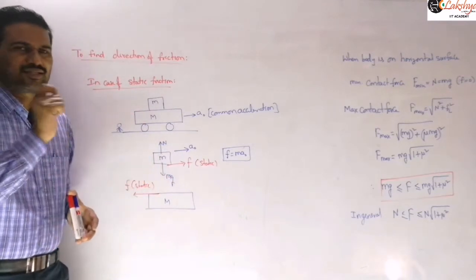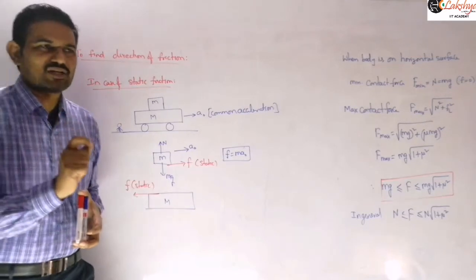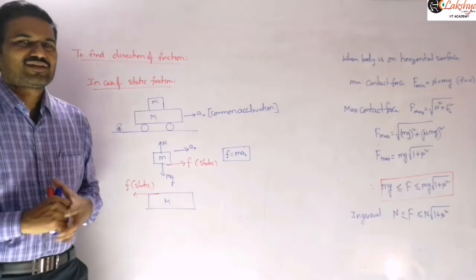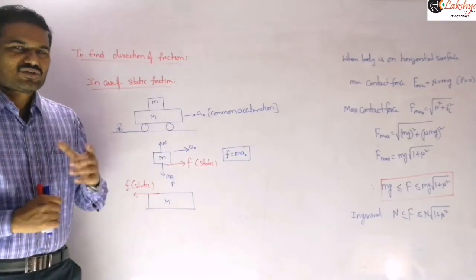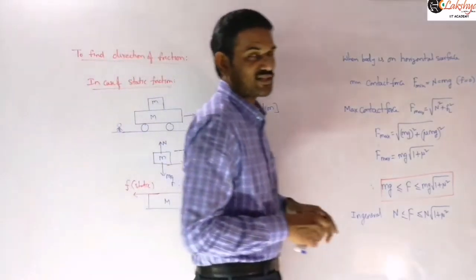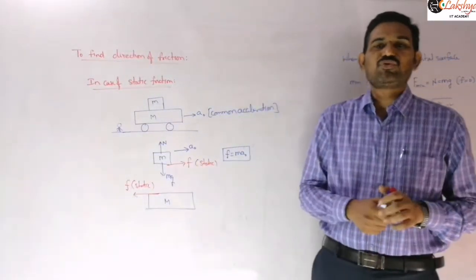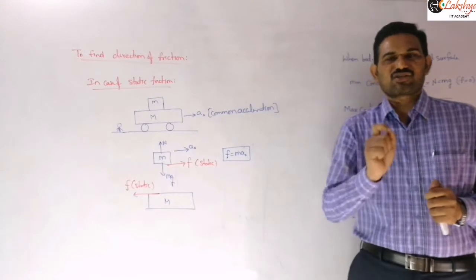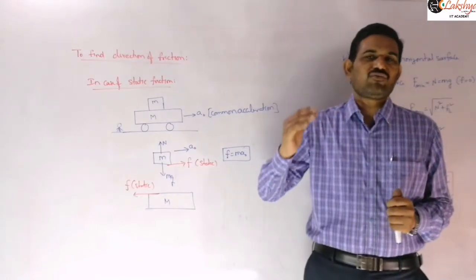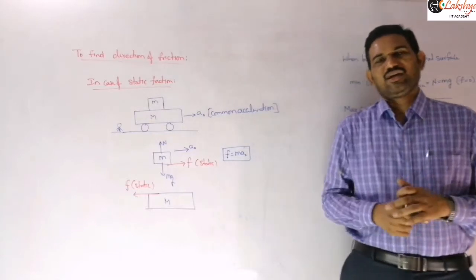In the last class I said sometimes they will ask a statement like friction always opposes the motion. Is it the correct statement? It's a wrong statement. But you can say that friction always opposes the relative motion. That is the correct statement. Friction always opposes the motion is a wrong statement, but friction always opposes the relative motion is a correct statement here.